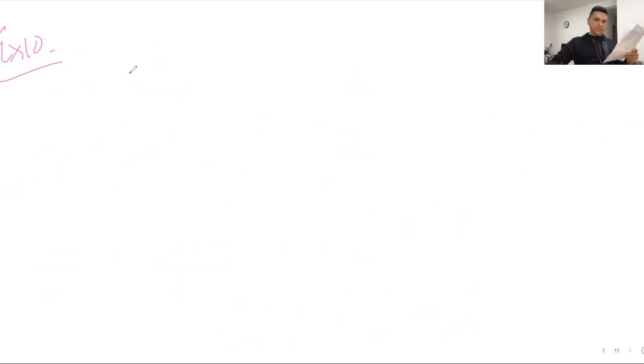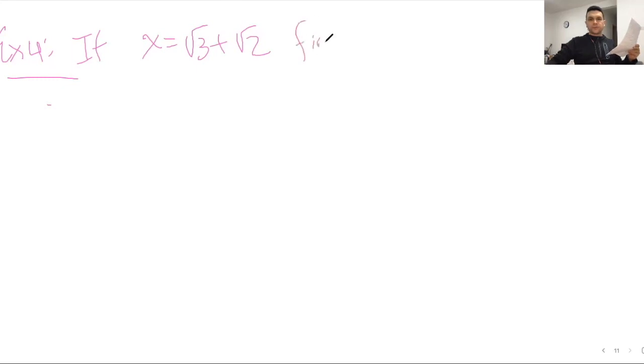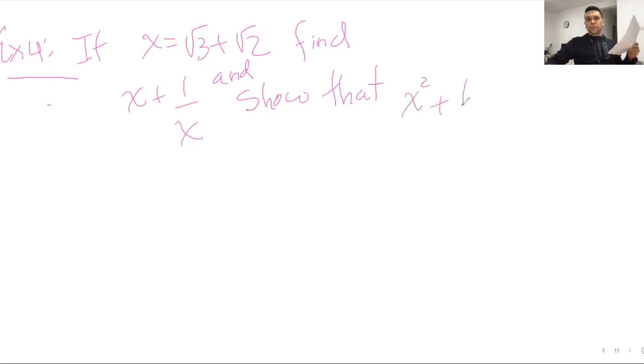All right, example 10. Not 10, 4. What did I say? I say 10. So we have, if x equals to this, find the value of x plus 1 over x, and show that x squared plus 1 over x squared equals to 10.